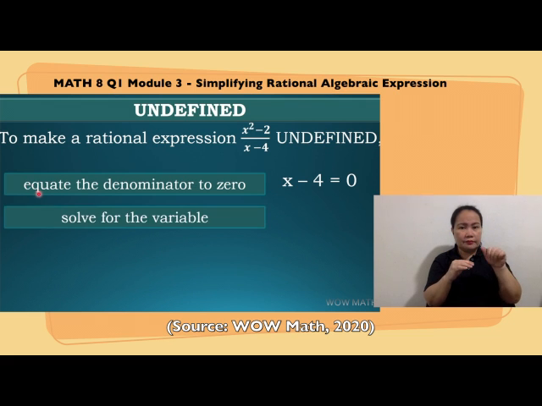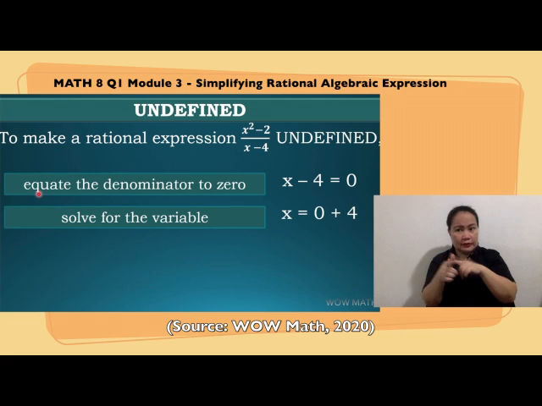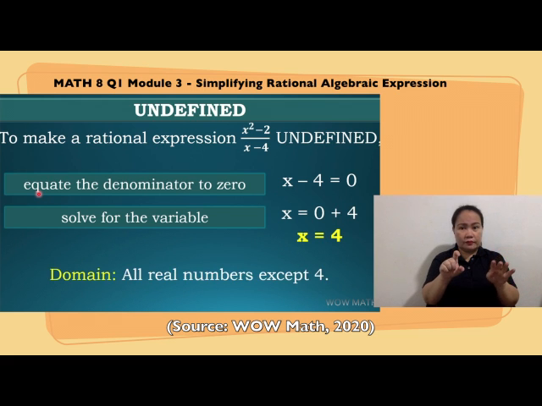And then next step, solve for the variable. So we will have x is equal to 0 plus 4, and that is x is equal to 4. So therefore, our domain will be all real numbers except 4. So yung 4, ito yung tinatawag nating restricted value.